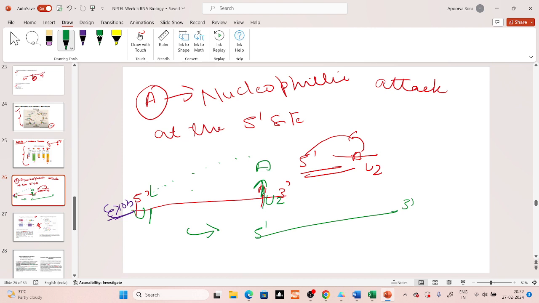U1 is replaced and U6 comes over here. This is your branch point, this is U2. And this U6 tries to pull this U2 towards itself. So what happens is that this branch point comes near to the 5 prime splice site, so that the A can act on the 5 prime site more efficiently.